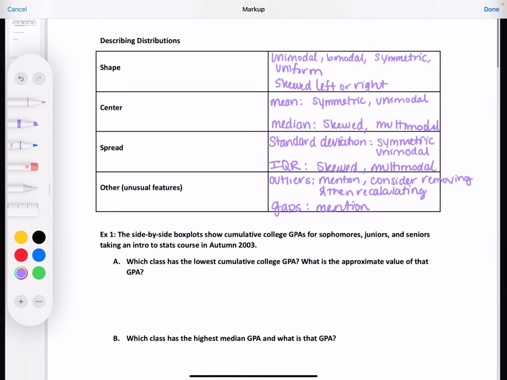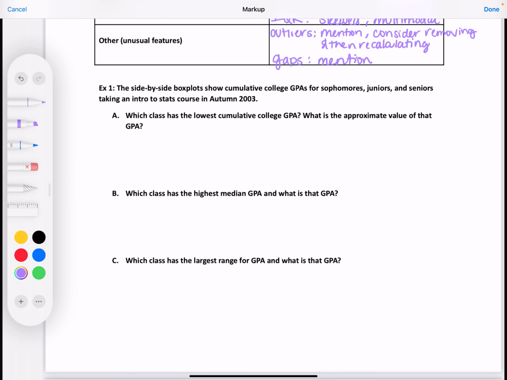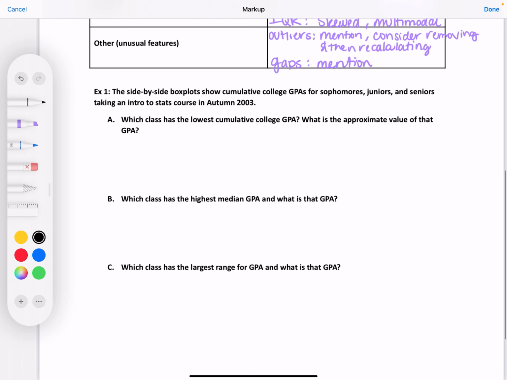All right, I'm going to attempt to draw over here. I guess I didn't make a copy of the one that has them drawn on it for you. So I'm going to attempt to draw the cumulative GPA picture over here.